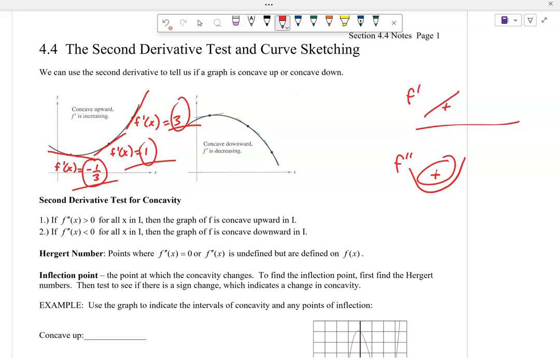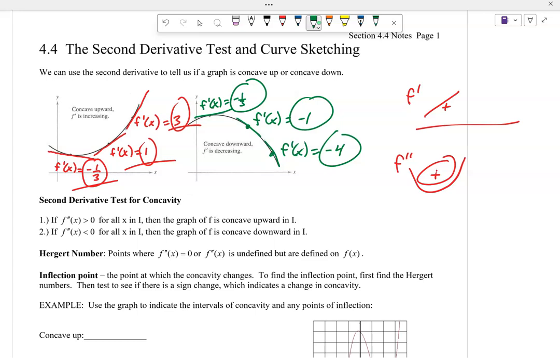Now over here on the right-hand side, maybe let's name a few of these. Maybe this f prime is like negative a third, and this f prime is like negative 1, and then this f prime is, let's say, negative 4. Can you see how f prime is decreasing, which means f double prime is negative? In other words, we are concave down. The original function must be concave down, okay?